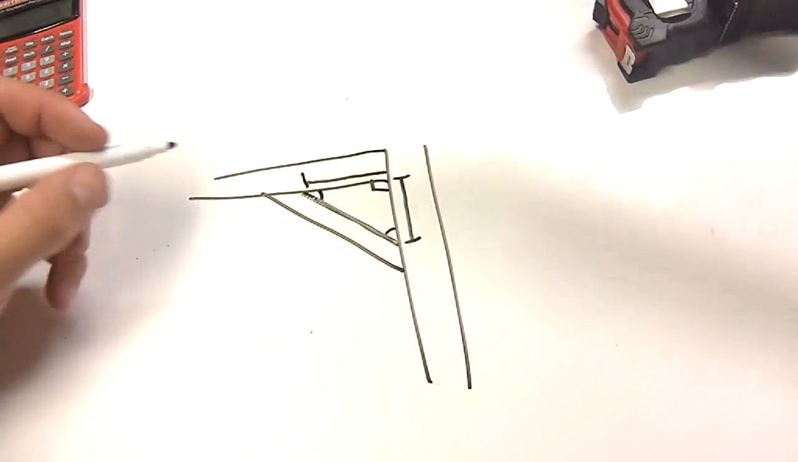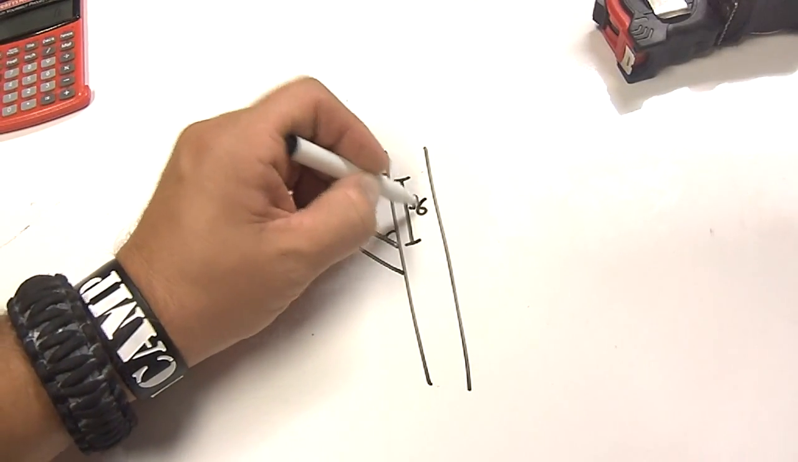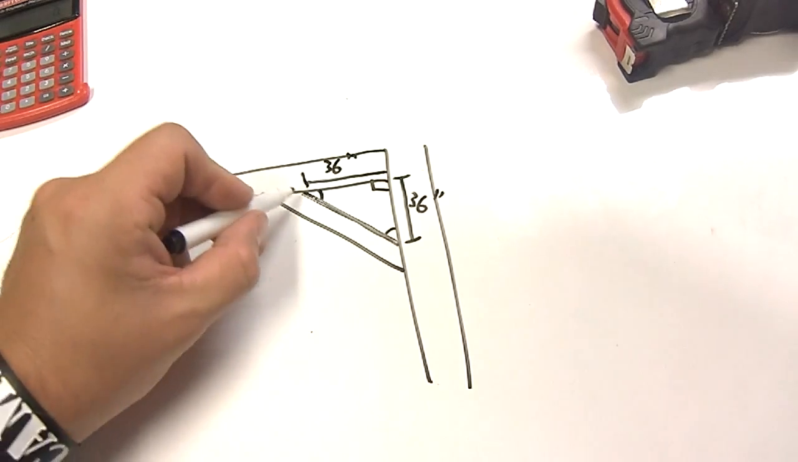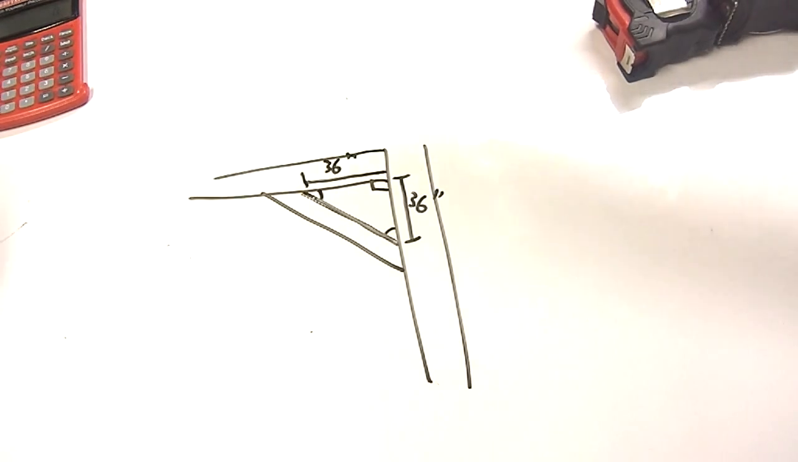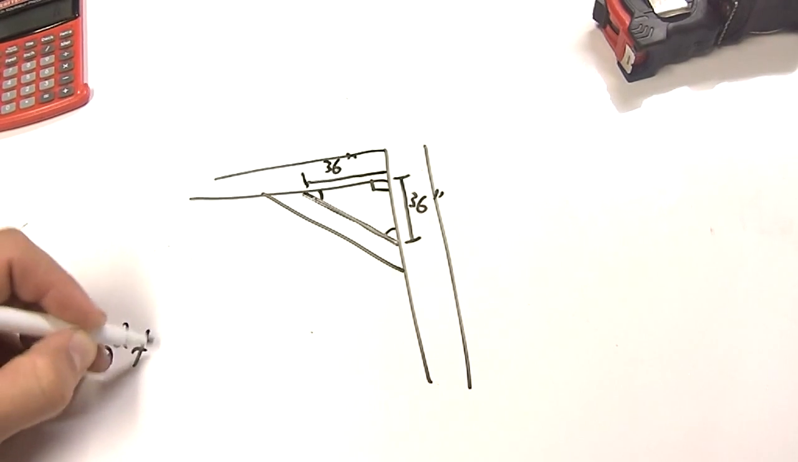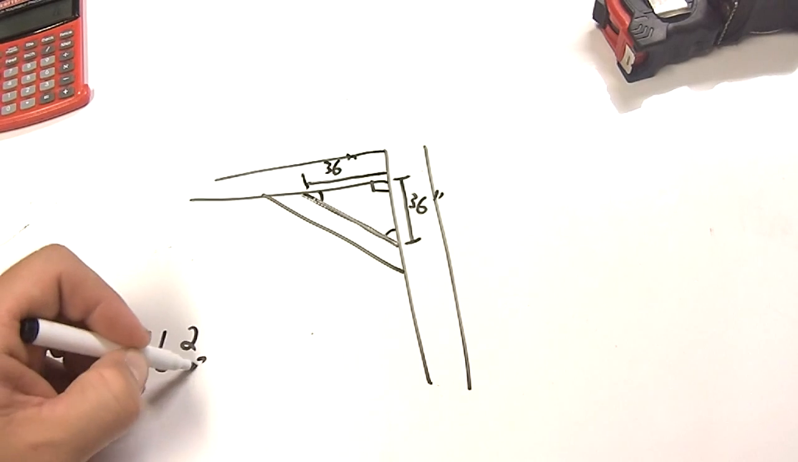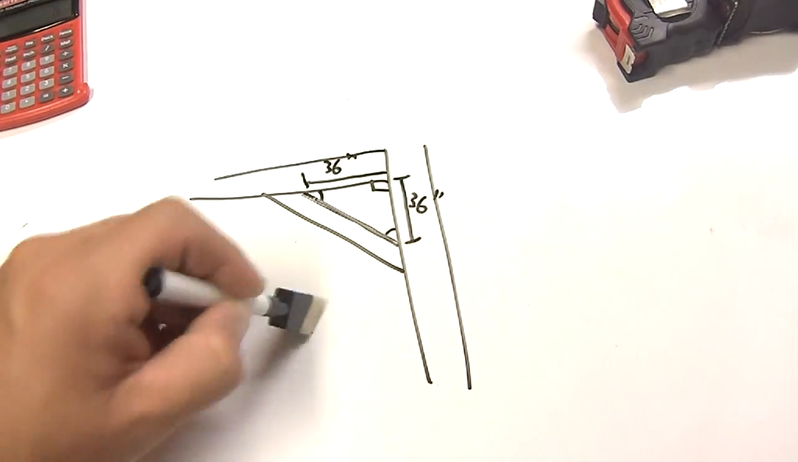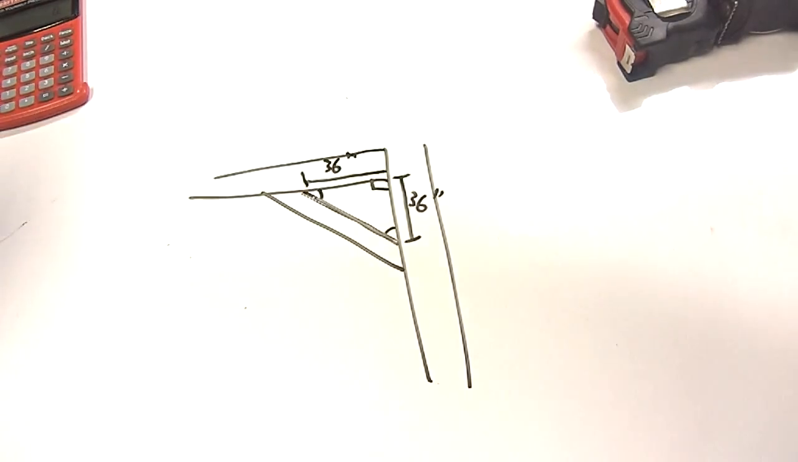Let's say that this is 36 inches and 36 inches. Now, what is this one? Now, for all my geometry buddies out there, you know that you can figure that out with a squared plus b squared equals c squared. Okay? But to avoid having to do that little bit of math, you can use your brace scale.